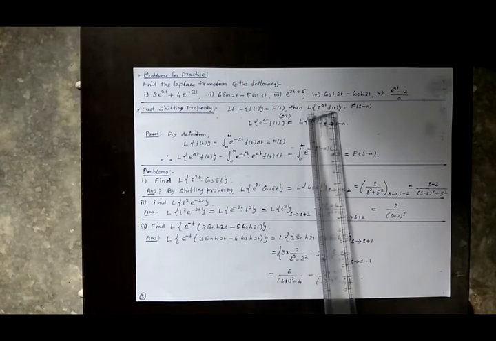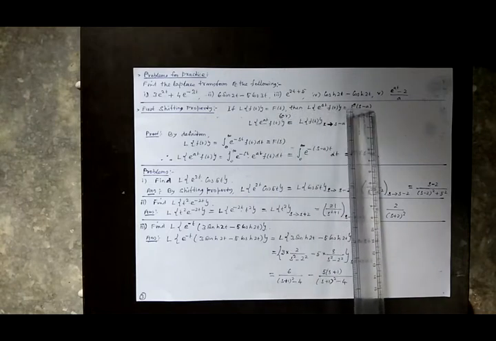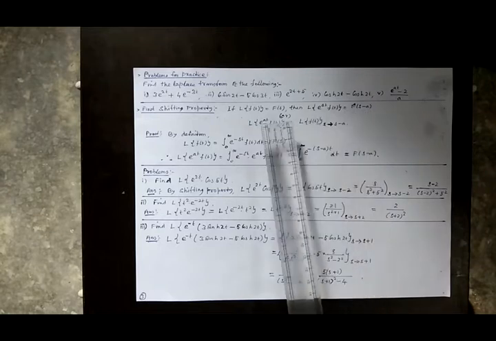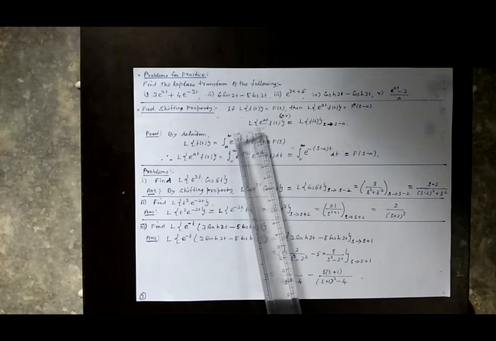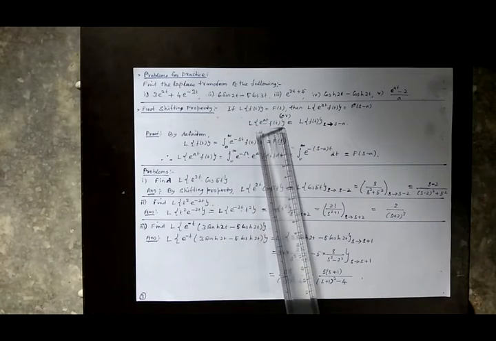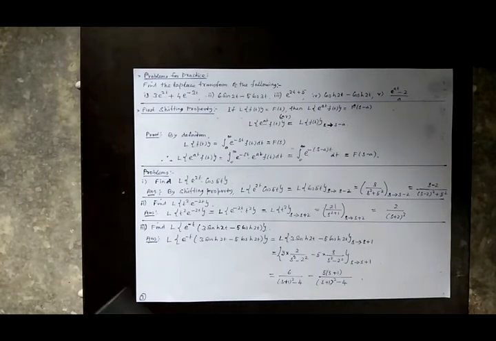It states that if L of f of t is equal to capital F of s, then L of e power at into f of t will be equal to capital F of s minus a. What does it mean? It states that L of e power at into f of t will be equal to L of f of t when s tends to s minus a.